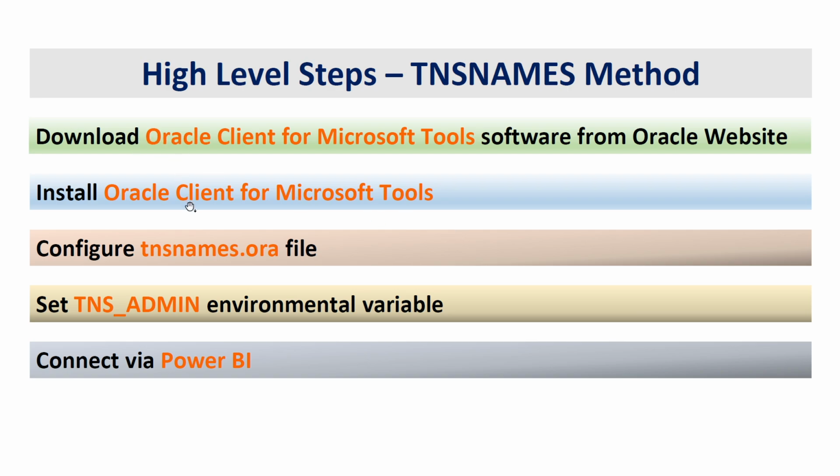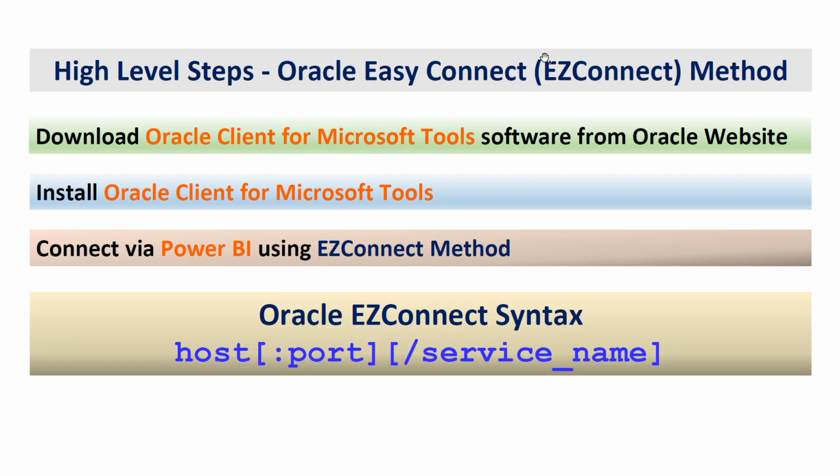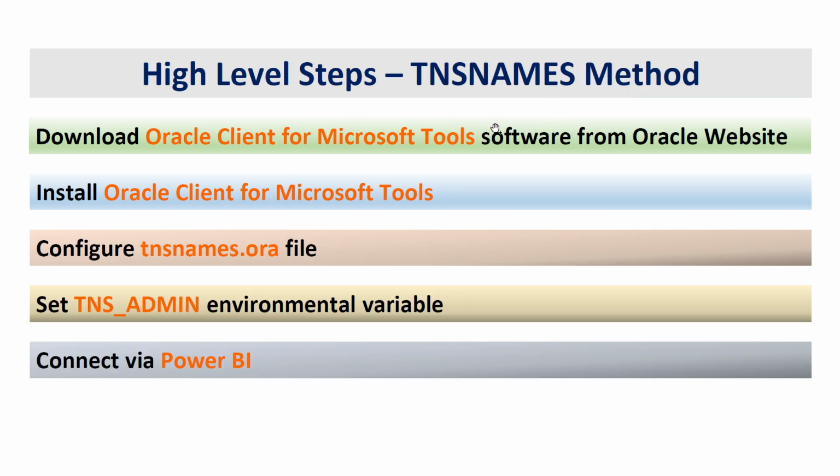So the first two steps remain the same: download and install the same software which we have used in Easy Connect. The same software we'll be using in TNSNAMES. Then you will be configuring a file called tnsnames.ora. Then you will be setting up an environment variable called TNS_ADMIN. And once that is done, you'll be able to connect via Power BI. So these are the two methods. One is the Easy Connect, which does not need TNS names. If you don't want to use Easy Connect, you can go via TNS names, which needs a little bit more setup.